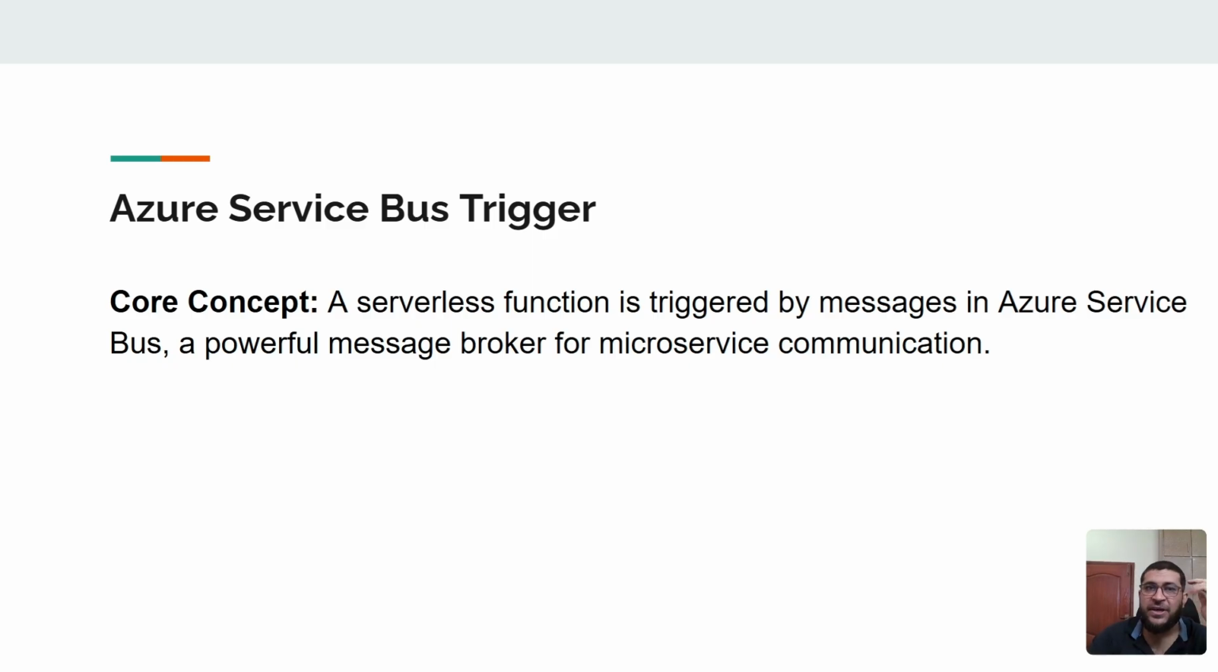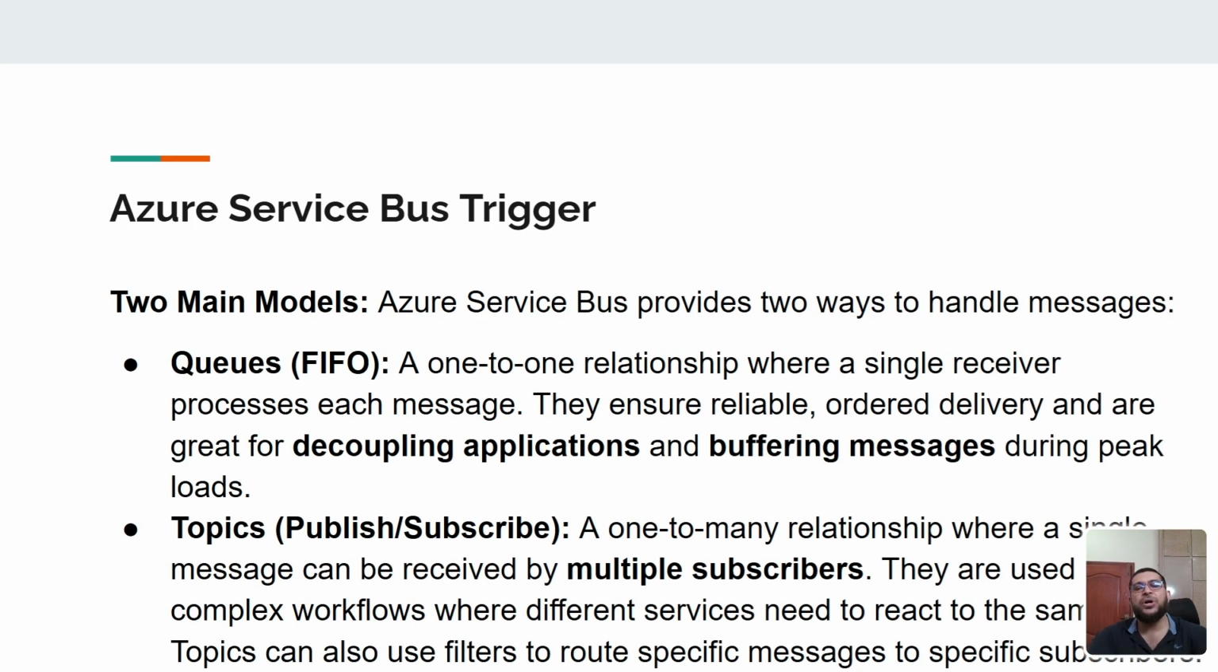So now we will discuss the Azure Service Bus trigger. A serverless function is triggered by messages in Azure Service Bus, a powerful message broker. It's a message broker for microservices communication. So we will see this in detail. Azure Service Bus has two models. One is the queue and the other one is the topic. The queue is a one-to-one relationship where a single receiver processes each request. They ensure reliable, ordered delivery and are great for decoupling applications and buffering messages.